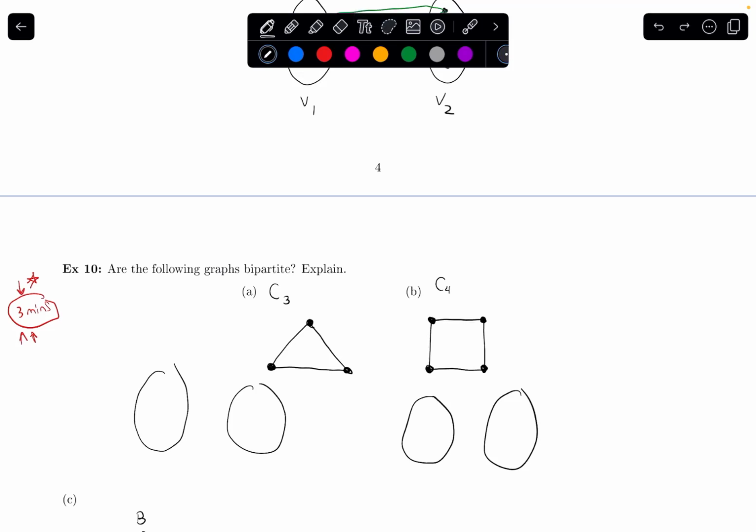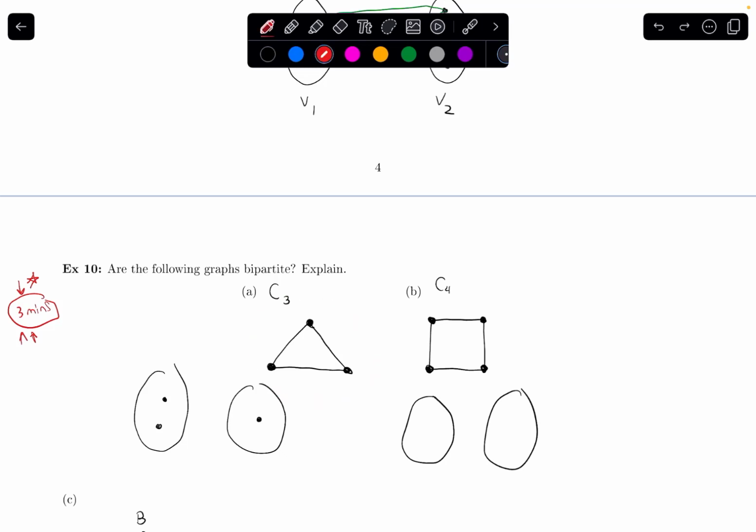So with this first graph, C3, no matter how I try to split these vertices up into my two circles, one of the circles for sure is going to have at least two vertices. There's no way for me to do it unless one of them has at least two. It's possible that one of them has three and the other has zero, but for sure one of them has at least two. And the other one might have one at most.